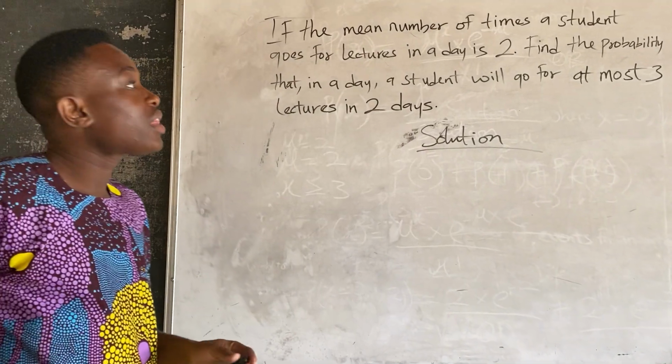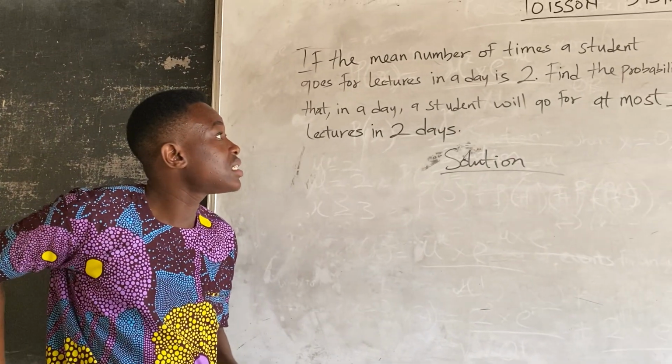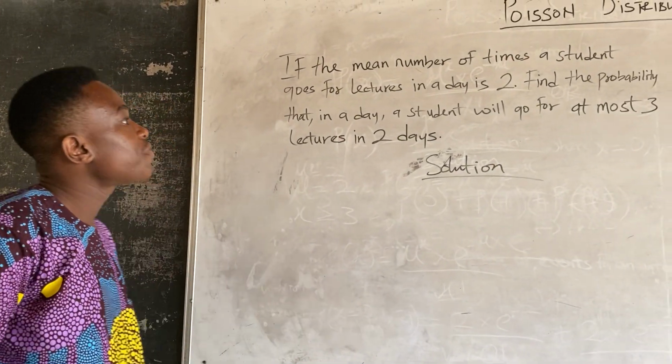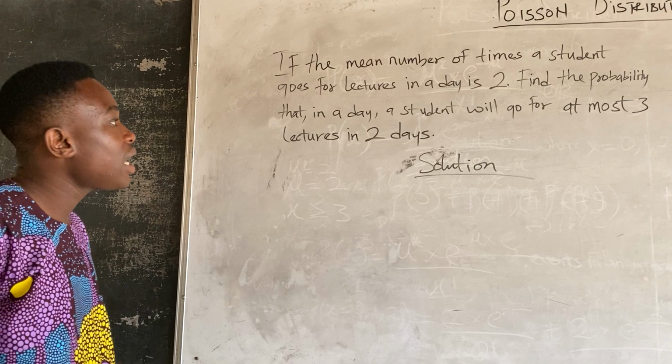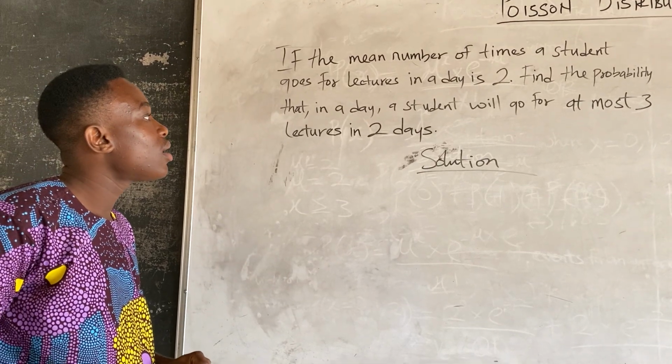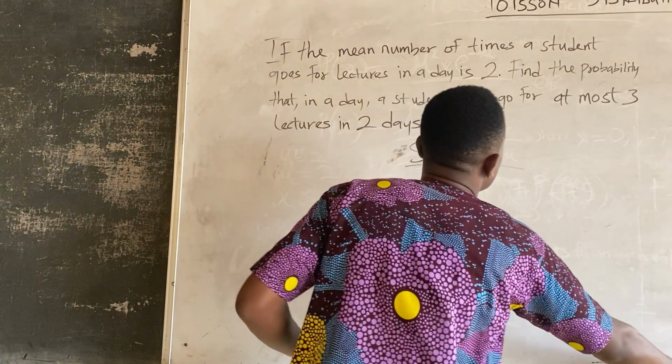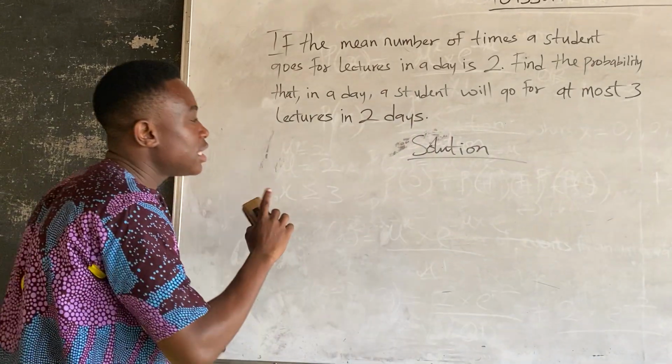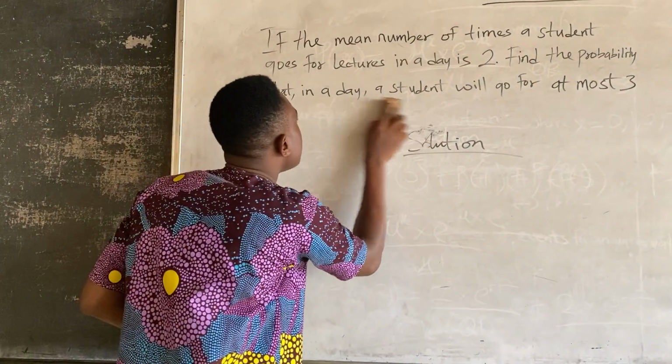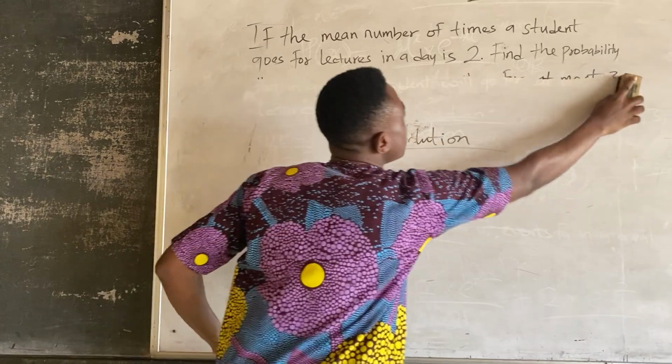If the mean number of times a student goes for lectures in a day is 2, find the probability that in a day a student will go for. Let's clean something in the question and rewrite it.